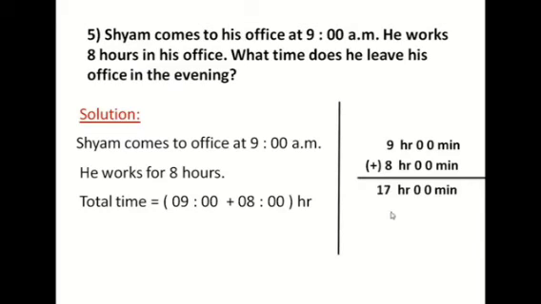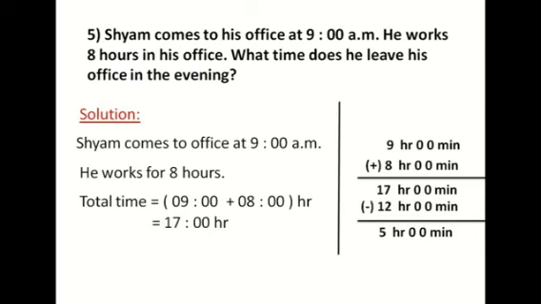As it is more than 12, we can subtract 12. So it is 5 hours 00 minute. Means it is after 12, 5 hours 00 minute. So we will add AM or PM. It will be 5 PM.